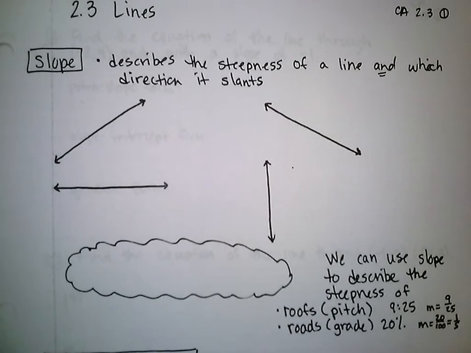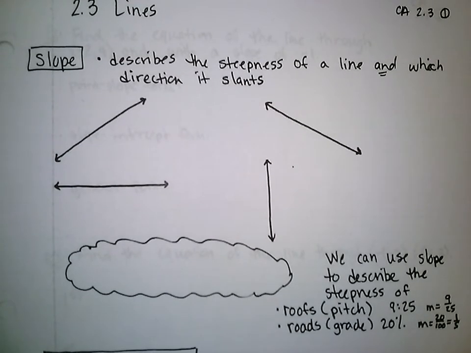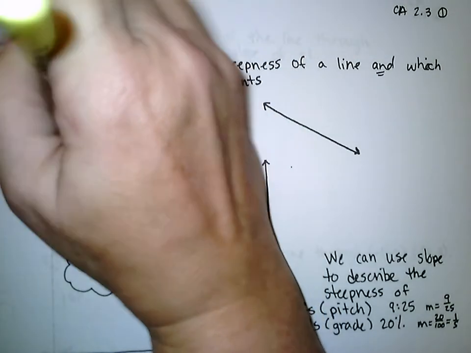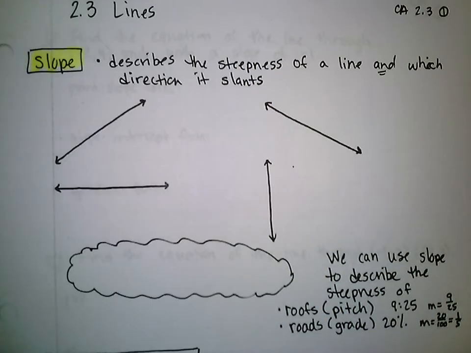College Algebra, Section 2.3. We're going to review some information about lines. So first of all, let's talk about slope. Slope describes how steep a line is and what direction it slants. So we can have positively sloped lines and negatively sloped lines.